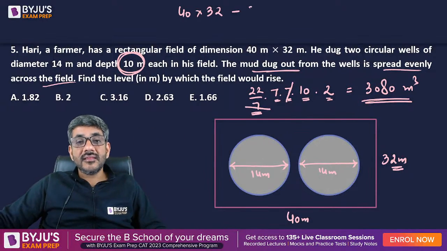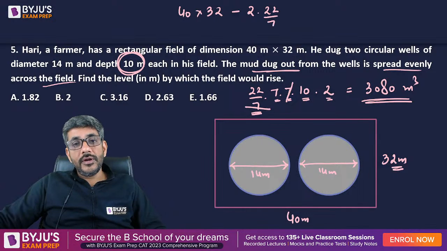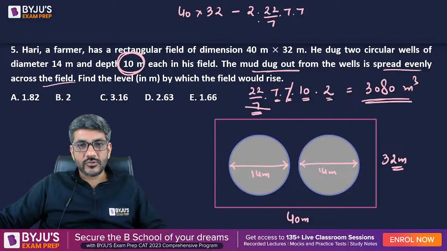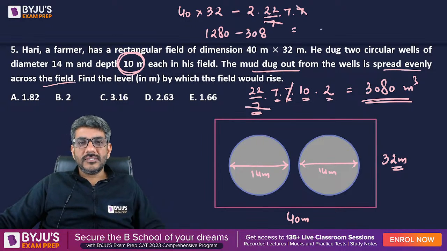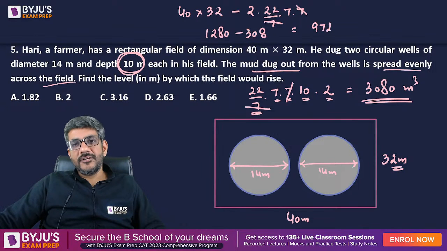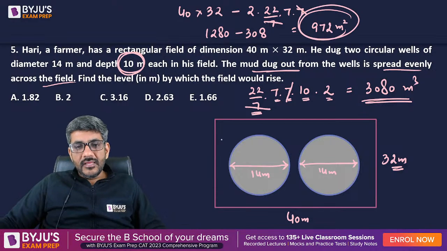तो इनका एरिया कितना है? Pi r square h. So 2 into pi into r, sorry, 2 pi r square, not h. 7 से 7 cancel out हो गया. So here I get 32 into 4 is 1280 minus 22 into 2 is 44, 44 into 7, 7 4s are 28, 28 and 2 is 30. So 1280 में से ये माइनस कर देता हूं, मैं 972. So 972 meter square is this area.